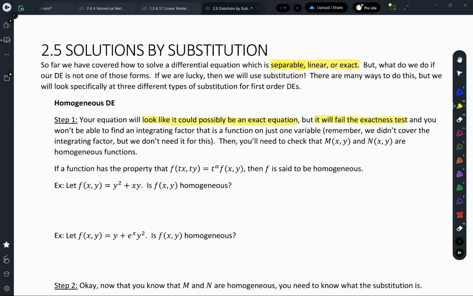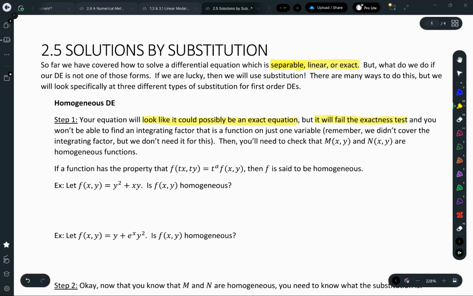So what we need to do is we need to be able to check the M of x,y and the N of x,y to see if they are homogeneous equations. And the point of a homogeneous equation is that if you were to put in some substitution of some sort, you would change your whole equation into a separable equation. That's it. That's the goal.